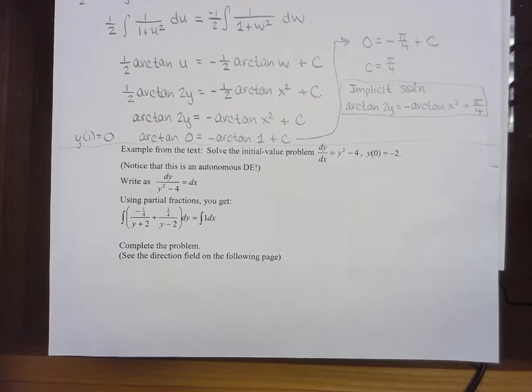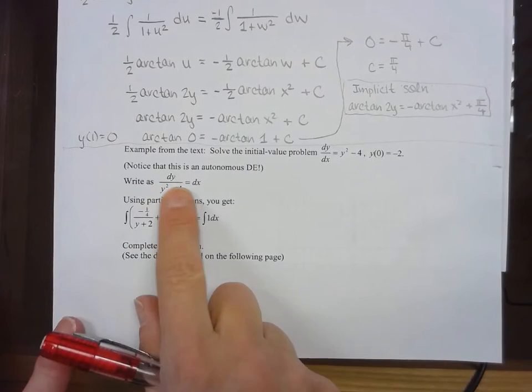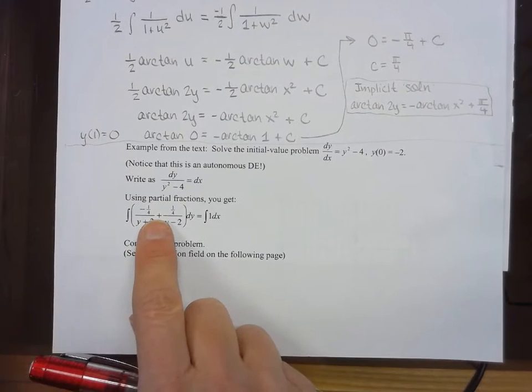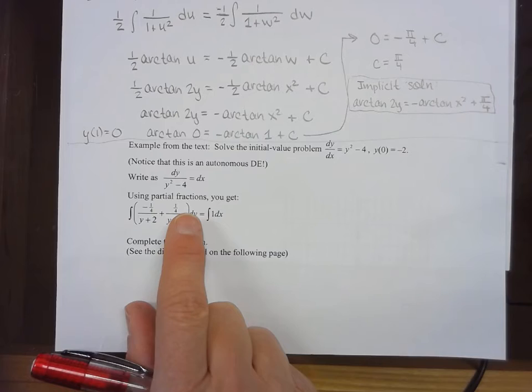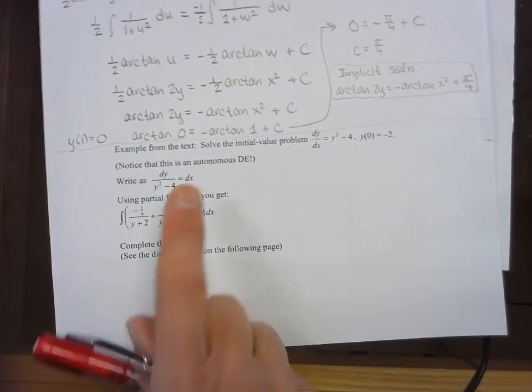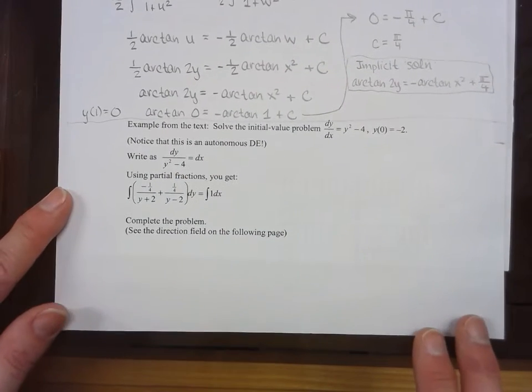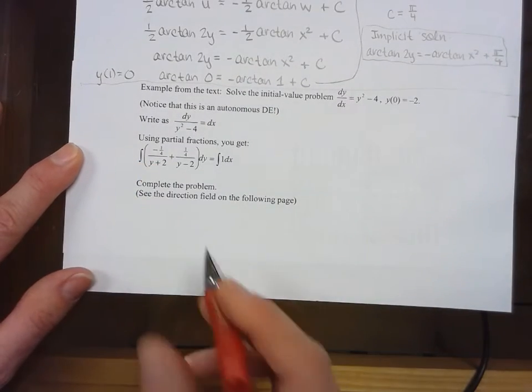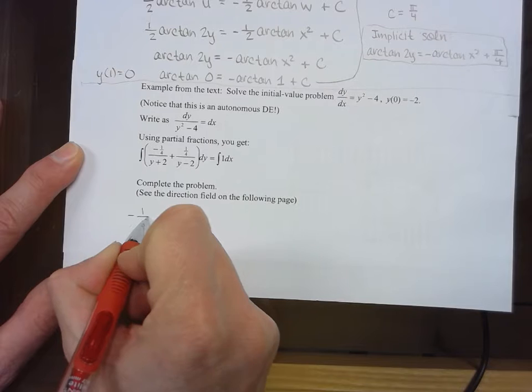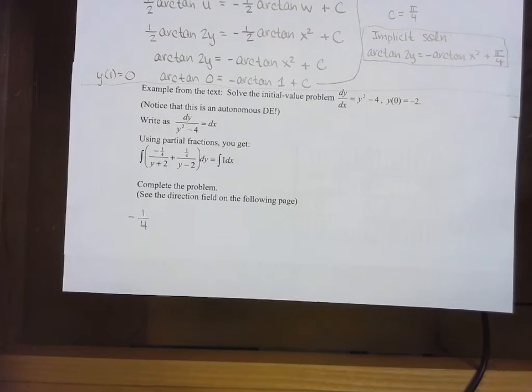So integrating both sides of this and using partial fractions, if you solve for A and B, you'd get negative 1/4 and positive 1/4. And then on the other side, you're just integrating dx, or 1 dx. So it says complete the problem. Okay, so the first term, the negative 1/4 is a constant that comes out in front. And then what about the antiderivative of 1 over y plus 2?